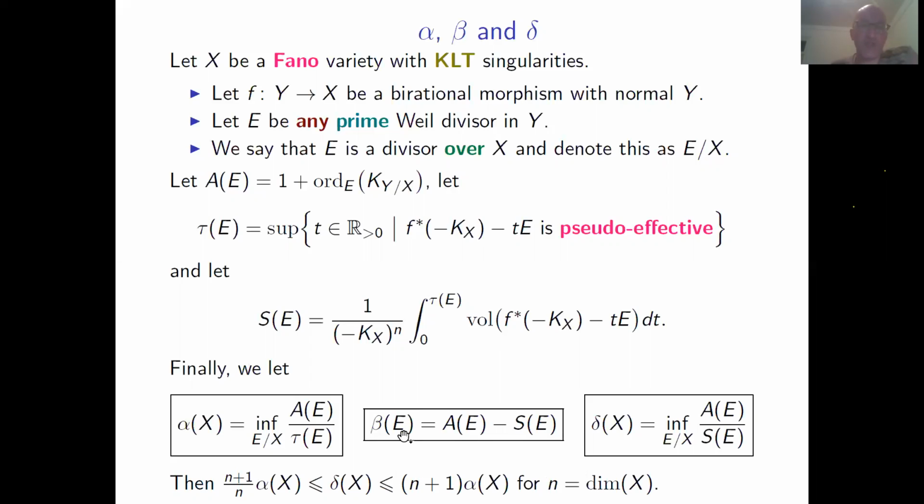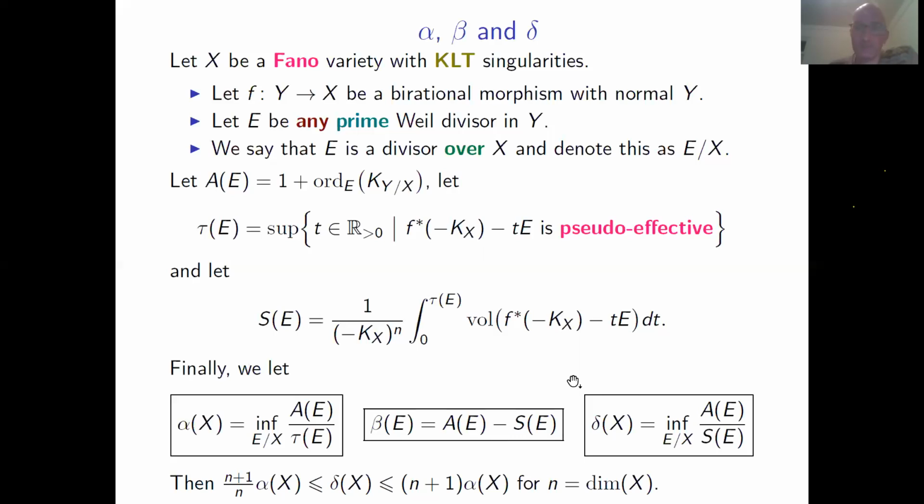So there are three numbers. This alpha is old. Alpha was defined by Tian in his paper in 1997 in Vincennes. So this is an old number. These two numbers were introduced relatively recently. And delta can be defined in a different way.